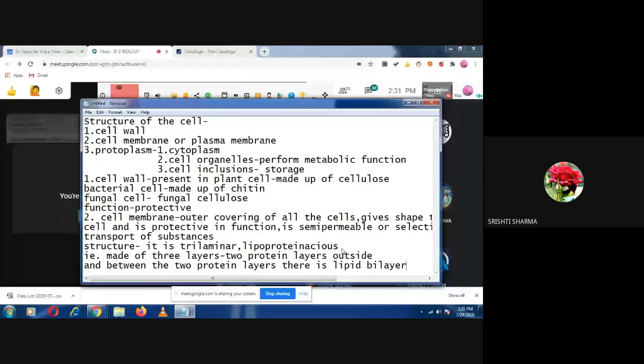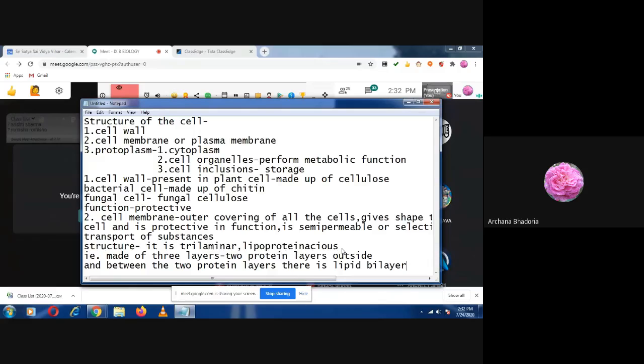Ma'am, what is the meaning of bilayer? Bilayer means two layers. लिपिड के मॉलिक्यूल्स दो लेयर में अरेंज्ड है. Okay, lipid bilayer we are calling why? Because in between the two protein layers, the lipid layer which is present, in that we will find the fat molecules or the lipid molecules arranged in two layers. The molecules of the fats are arranged in two layers. So we are calling lipid bilayer.